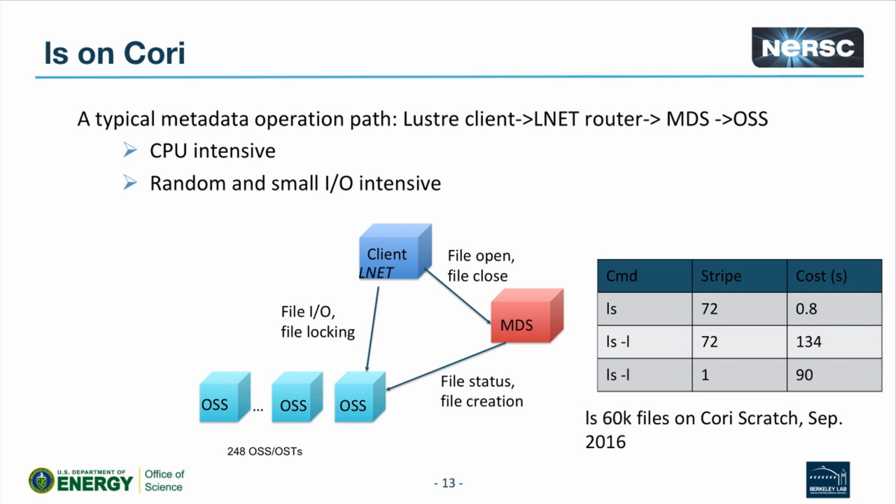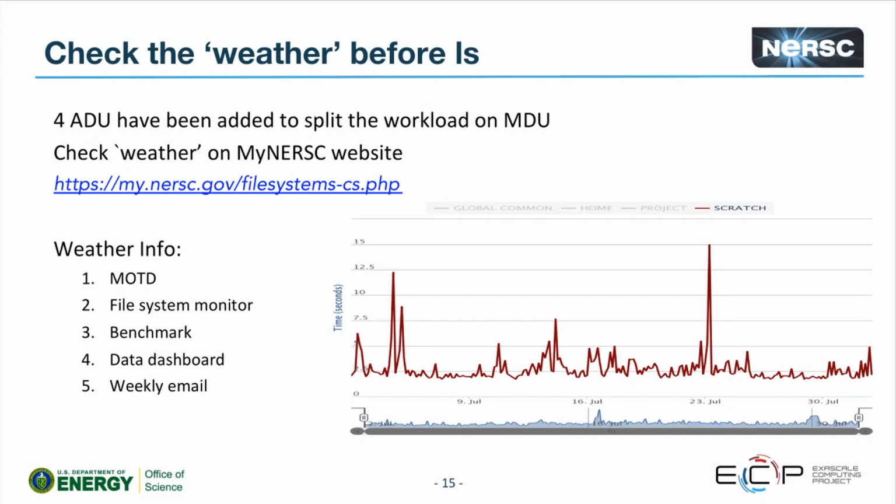So those are the details about ls on Cori, and it turns out to be really CPU intensive with random small I/O, if we care about the I/O pattern in this kind of query. And typically, we recommend that users check the weather. I like the term, but I think I stole it from Philip Carns' project. So I think maybe they have nice work coming out.